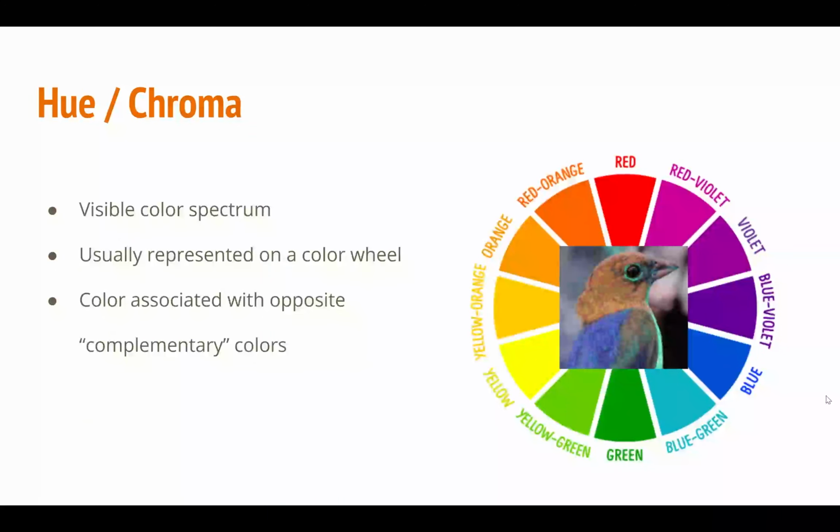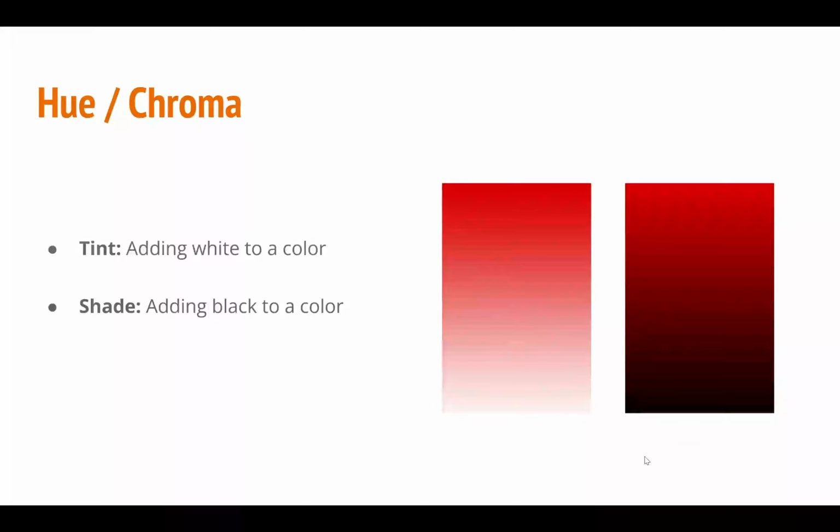Our hue is on a color wheel or a color spectrum. We usually represent it as a color wheel, but it's on a spectrum from violet to red, ROYGBIV. Colors on this wheel that are opposite are complementary colors, and these usually work really well together. For instance, red and green are high contrast. Those are complementary colors. Blue and orange look amazing together. Violet and yellow also look great together. So you can usually look at the opposite sides of your color wheel to find complementary color schemes.